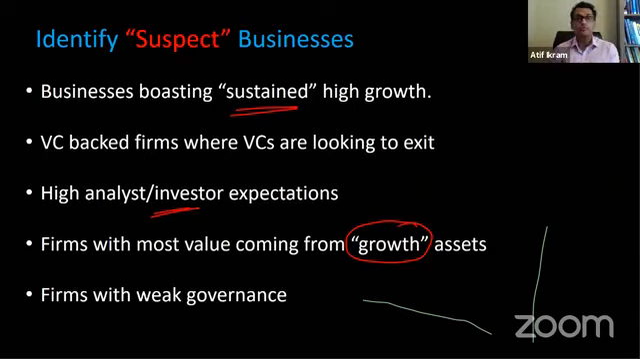the more intangibles a firm has, the more its valuation is subject to opinions. So be careful over there, because a lot of the pricing that is happening is on growth. And then firms which have weak governance. So these are your suspect businesses.